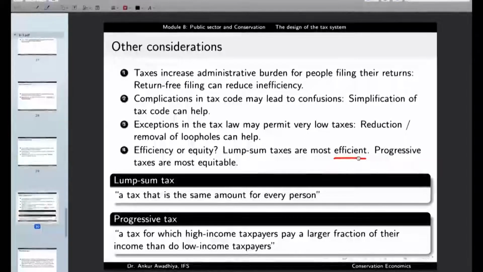Another kind of tax is a progressive tax. A progressive tax is a tax for which higher income taxpayers pay a larger fraction of their income than do low income taxpayers. So in our country, we have a progressive tax system. So the more you earn, the more you pay. This is a progressive tax system. So it ensures that poor people who have a less earning will also have to pay lesser taxes. Old people who are, say, not working because of their old age or because of certain health conditions or because they have retired, so those people also will have to pay less amount of taxes. That is a progressive tax.